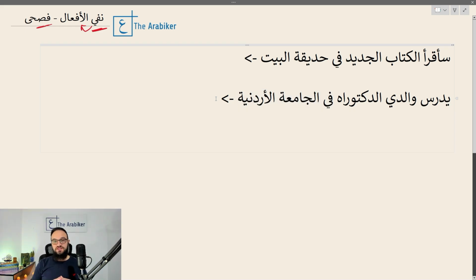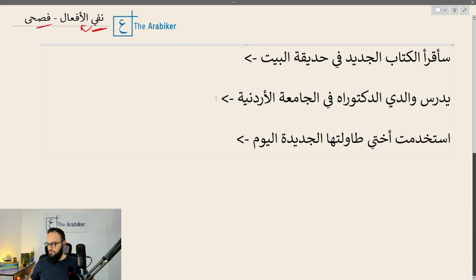The third sentence that we have is a past sentence. استخدمت أختي طاولتها الجديدة اليوم. My sister, أختي, استخدمت, used in the past tense, طاولتها الجديدة, her new table today. She used her new table today.